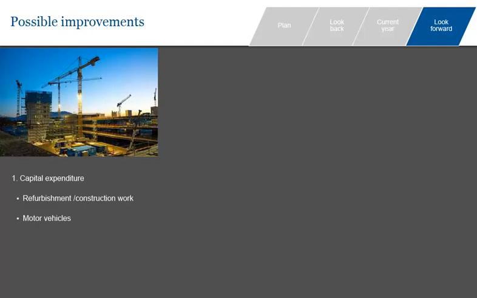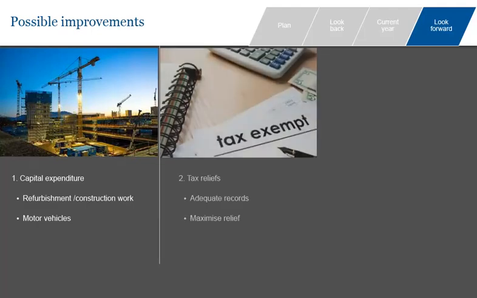Another area to consider is motor vehicles. If your client regularly purchases vehicles, are they aware that the rate of relief can vary between different types of car and van? Choosing to buy a more energy efficient vehicle could give your client a cash flow advantage.